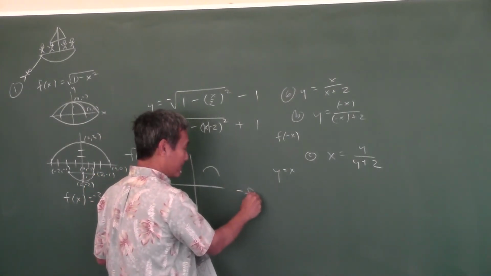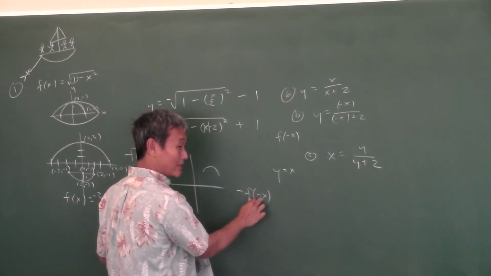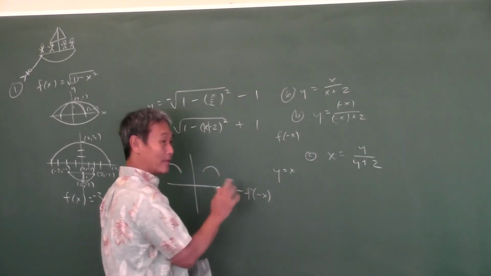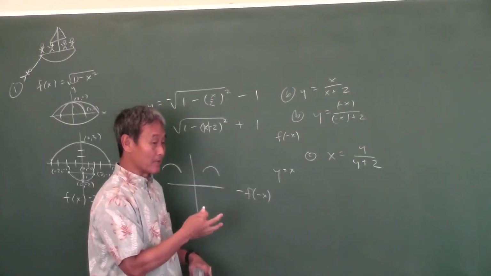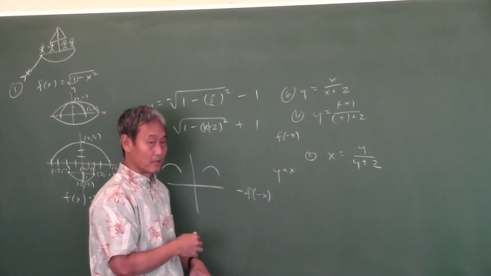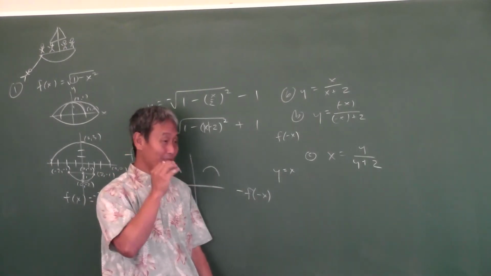Negative f of negative x. Well, this reflects it over the y-axis and then reflects over the x-axis. That's not the same thing as reflecting it over the line y equals x. Reflecting it over the line y equals x means find the inverse.